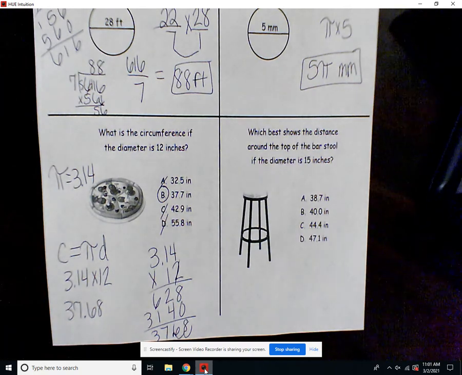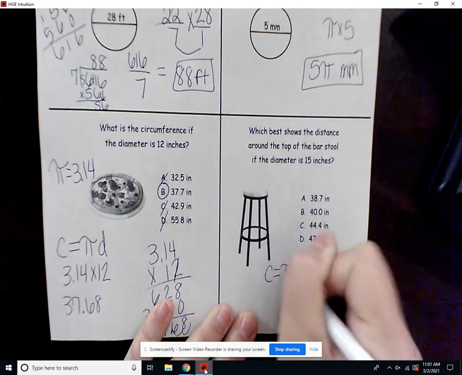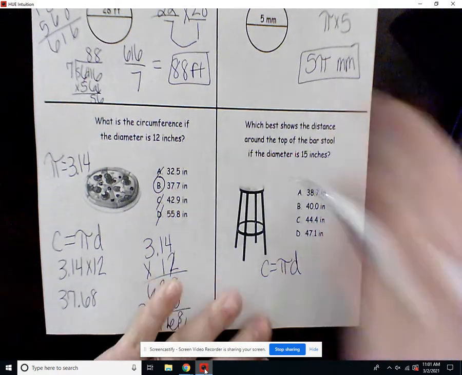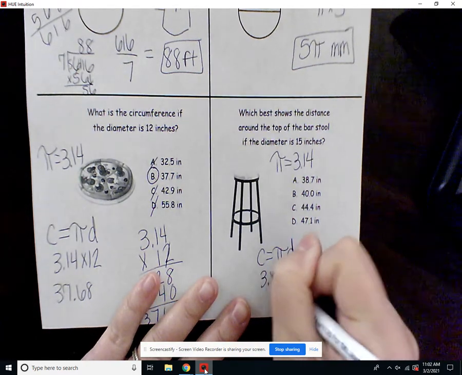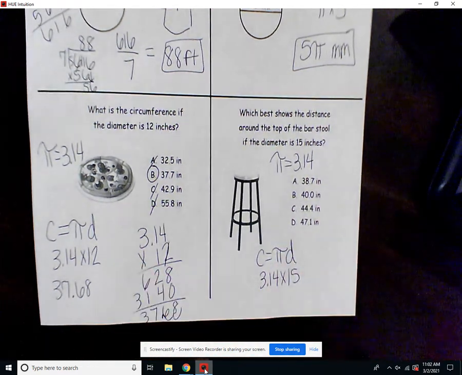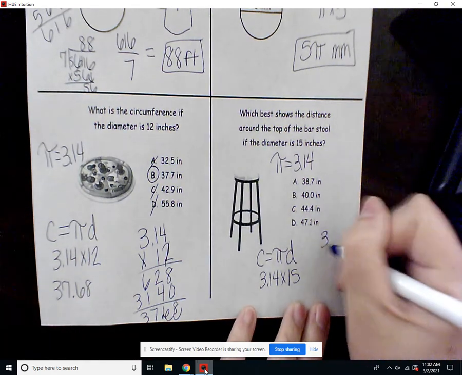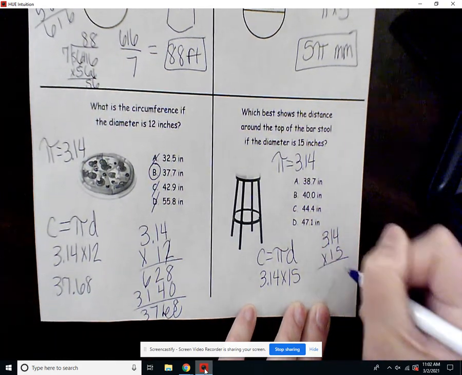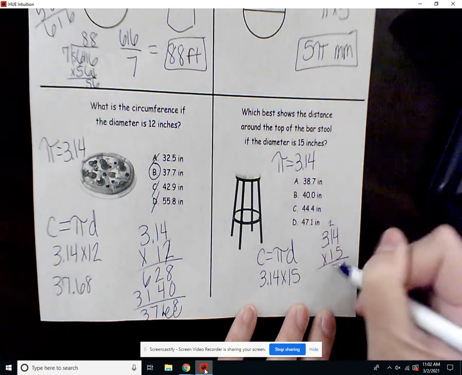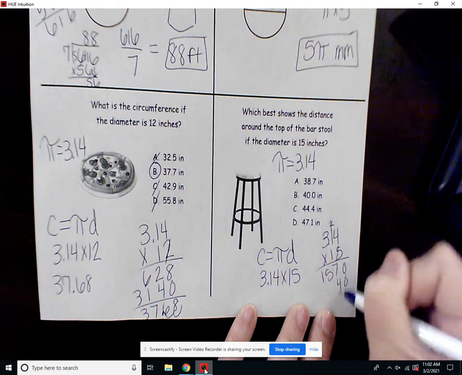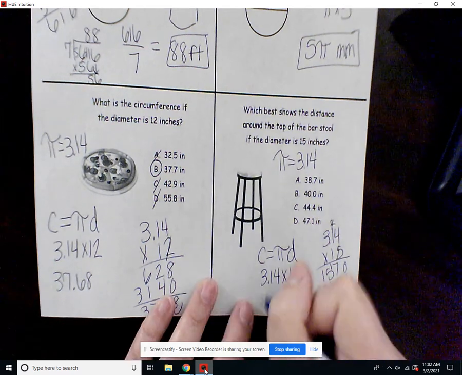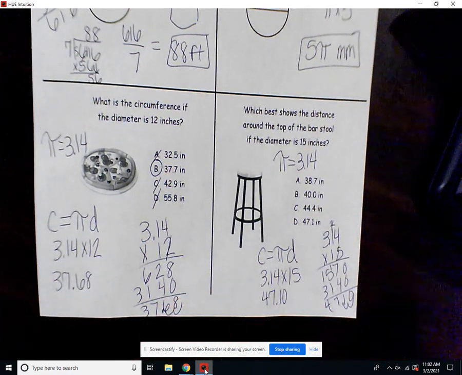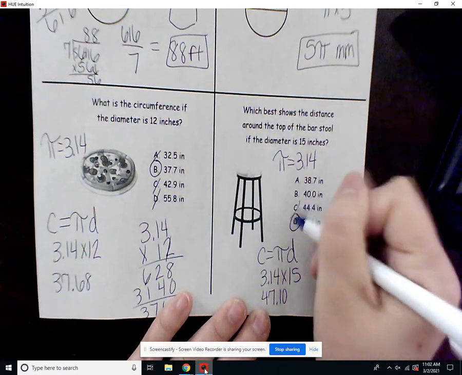All right, so the last one is which best shows the distance around the top of a bar stool if the diameter is 15 inches. So again, start off with our formula, C equals pi d. We are not given pi, so we let it be 3.14. So let's replace everything with our numbers. We have 3.14 times 15. So we're going to multiply those together, and we get 47.10, and we find the closest answer, which is D.